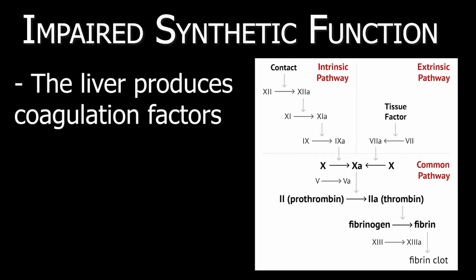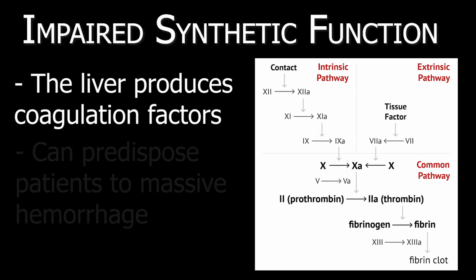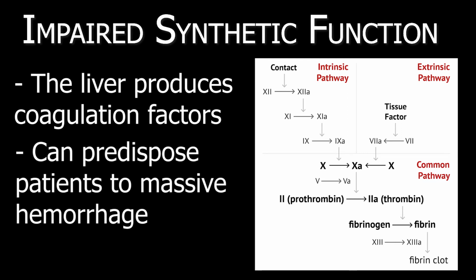And number 2, our liver is responsible for all the coagulation factors. Without the liver producing them, our blood cannot properly clot. This is relevant for both acute and chronic cases, and massive hemorrhage is one of the leading causes of death in both acute and chronic liver failure.